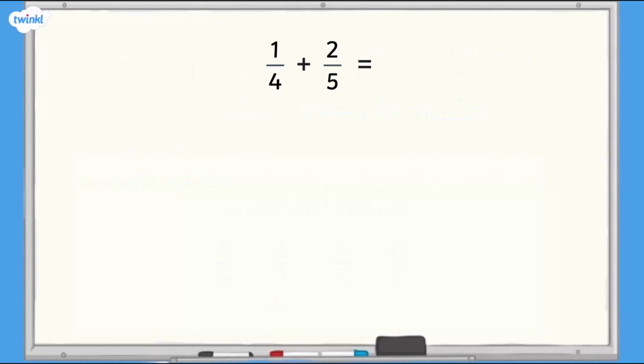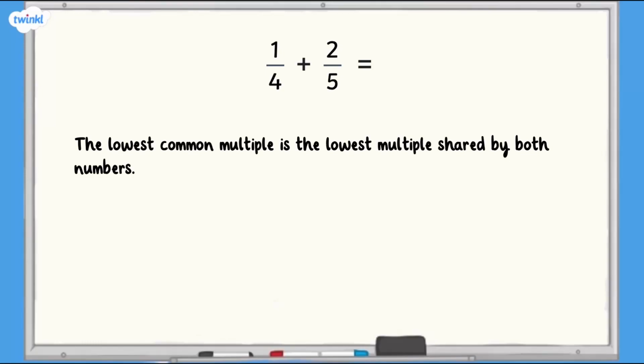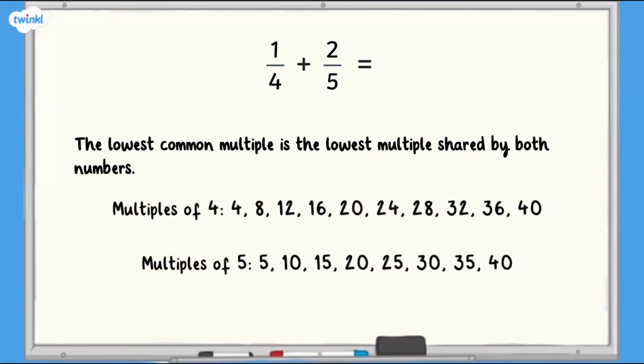1/4 add 2/5. Because they have different denominators, we need to find a common denominator before we can add them. We look for the lowest common multiple of the denominators. The lowest common multiple is the lowest multiple of both numbers. To find the lowest common multiple of 4 and 5, we can list the multiples of each number to find multiples that are the same. So common multiples of 4 and 5 are 20, 40, and so on. The lowest of these common multiples is 20.